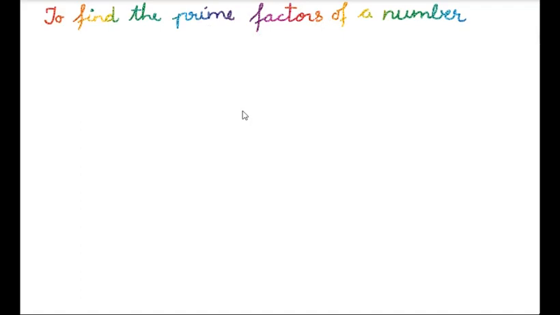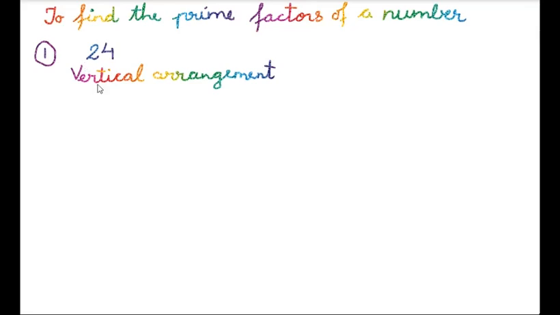See, once again I'll take the same number, 24. Suppose this is the number 24. We have to find its prime factors. Now we have two arrangements to find its prime factors. The first one is the vertical arrangement. The next one is horizontal. But first we will study vertical.